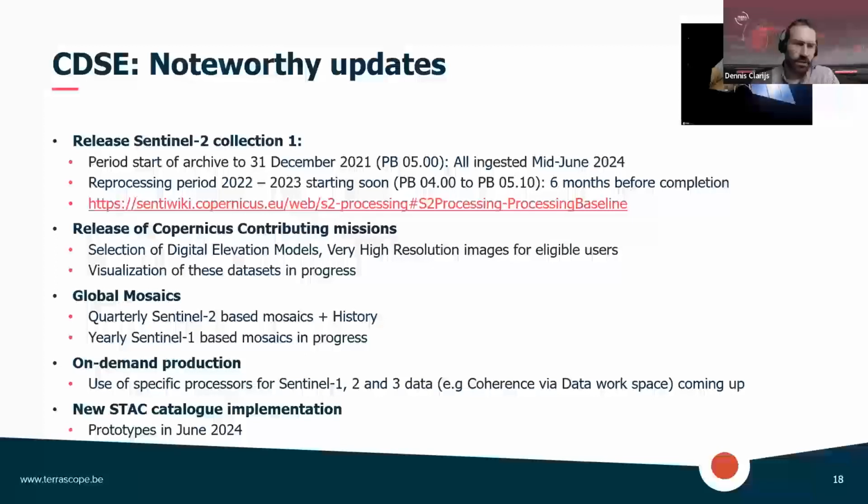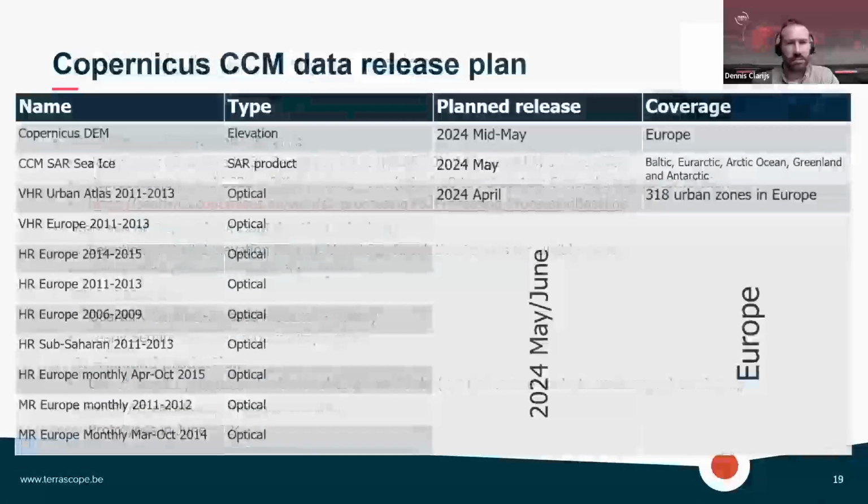And then another one is the STAC catalog implementation. There's already one there, but it is being extended and redefined together with ESA to have a new implementation available, which is much more rich in terms of extensions, in terms of metadata and so on. These will be released in the month of June, so coming up in the next few weeks.